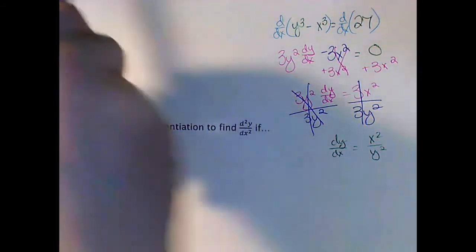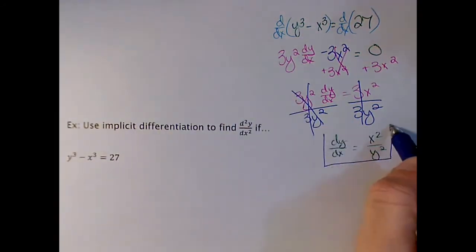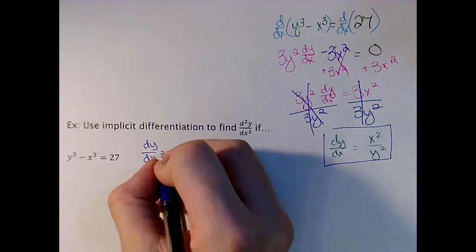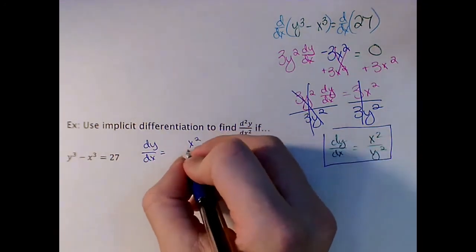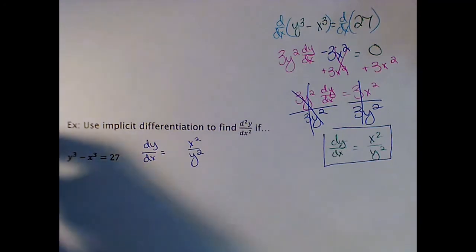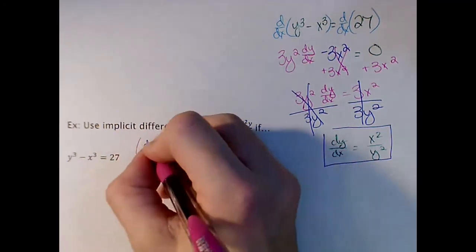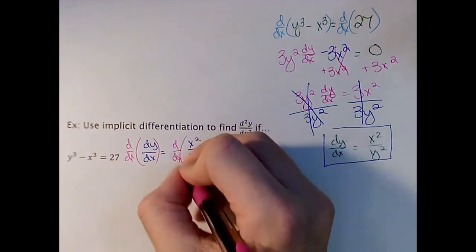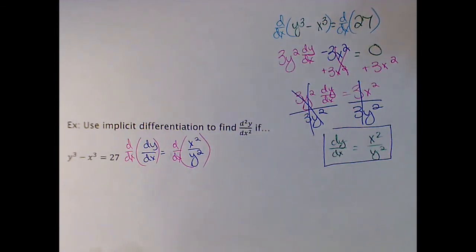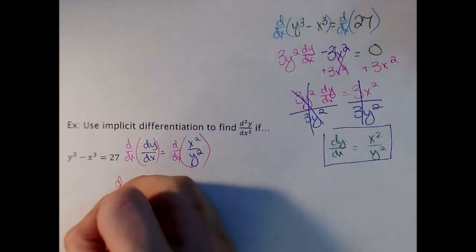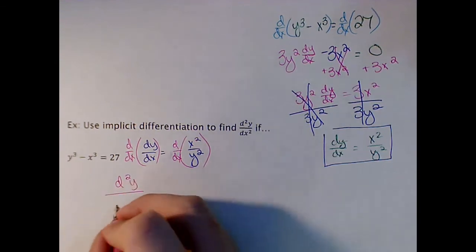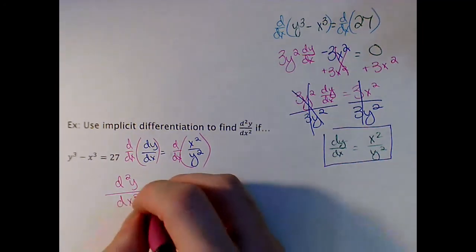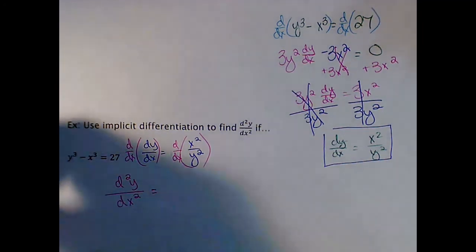So let me rewrite that out over here. I'm going to put a little box around it for no reason at all. dy/dx equals, leave some space, x squared over y squared. Now I have to find the second derivative. So I'm going to d/dx both sides. On the left side, I get the second derivative of y with respect to x. On the right side, I have quotient rule.